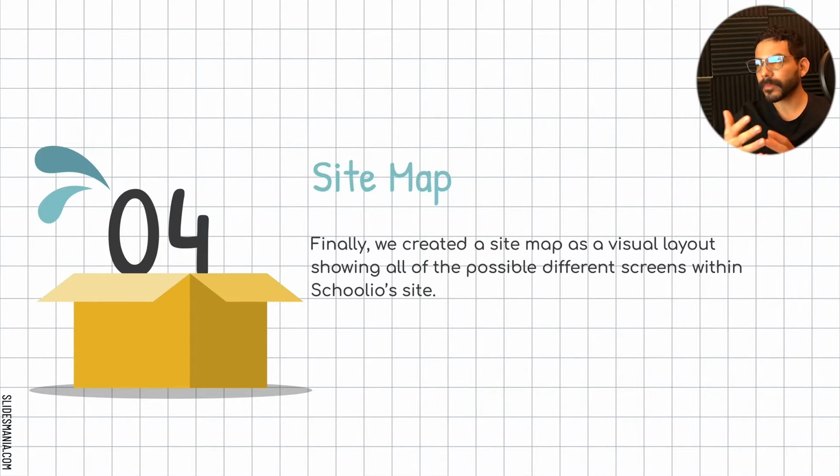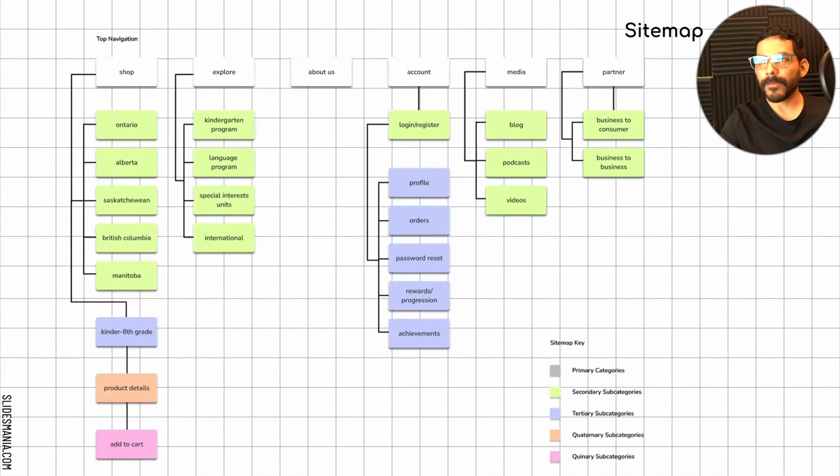So the sitemap is basically a visual layout of the whole pages of Schoolio, and I feel like this will help us towards the design process. So the sitemap is going to be like the top navigation, like the links in the top. So we ended up including shop, explore, about us, account, media, and partner. So shop is almost basically the same thing, but it's probably narrowed down to just the provinces. And then the kinder through 8th and the product details, then add to cart.